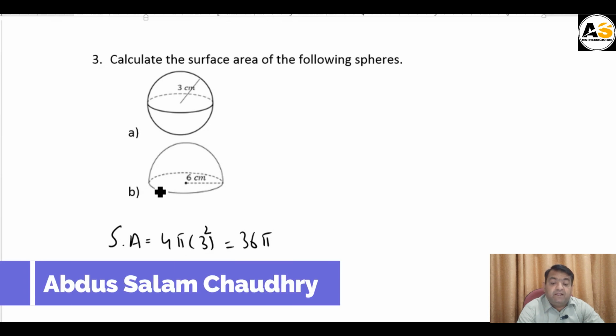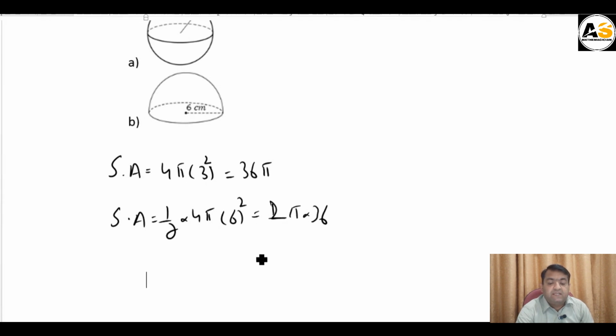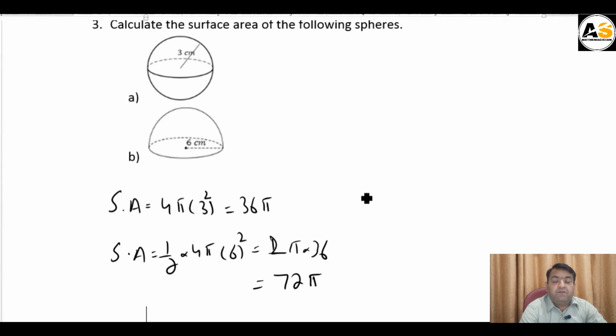In part B, this is a half sphere, also called hemisphere or semi-sphere. Its area will be half of the area of the whole sphere. It will be half of 4 pi r square. R is 6, 6 square. This will be 2 pi multiplied by 36. This will be 72 pi. So this was the formula for surface area of a sphere.